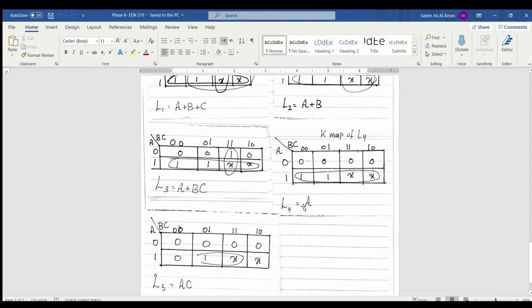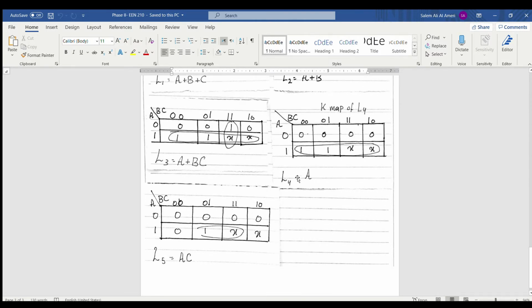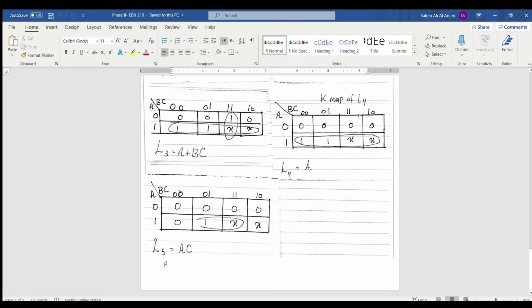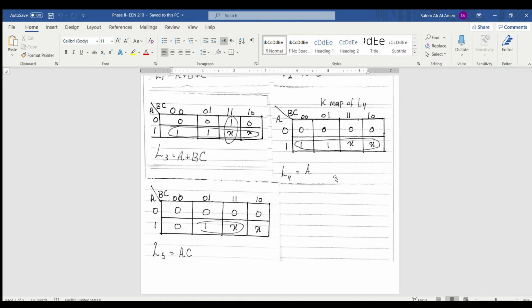Easily, L4: nothing to do, no gate. It is connected from the switch to the resistor and then the LED. Lastly, L5. L5 is A times C, that represents an AND gate, and with 2 inputs A and C, we will get the output AC, which is L5. So let me move to the Multisim.